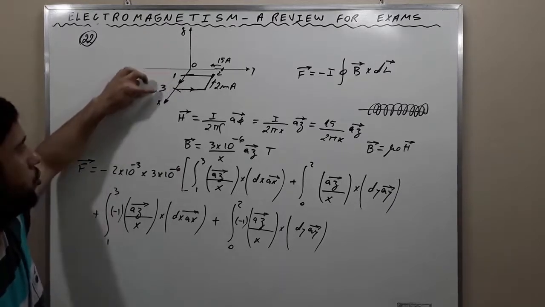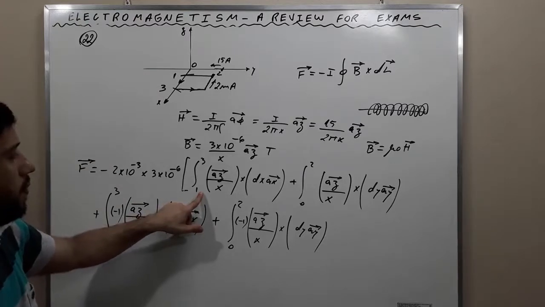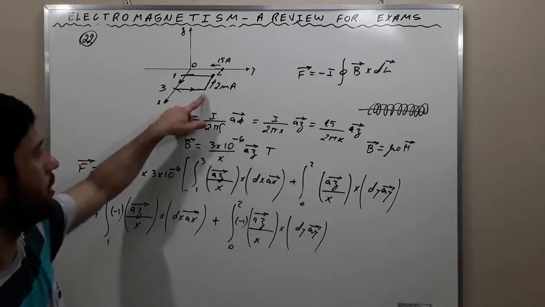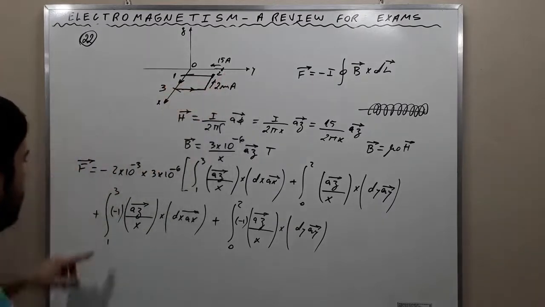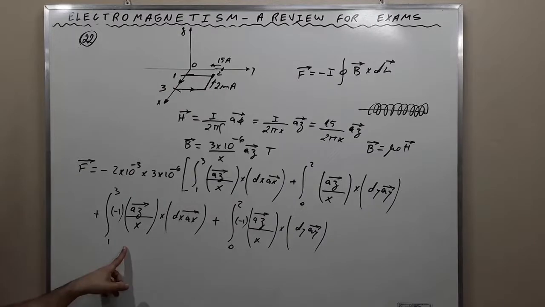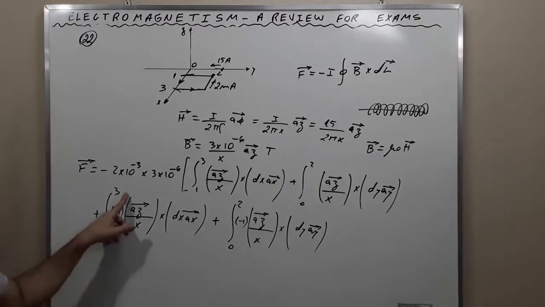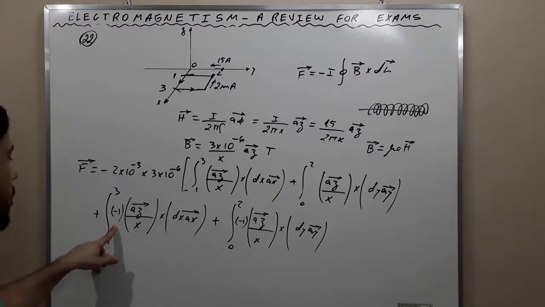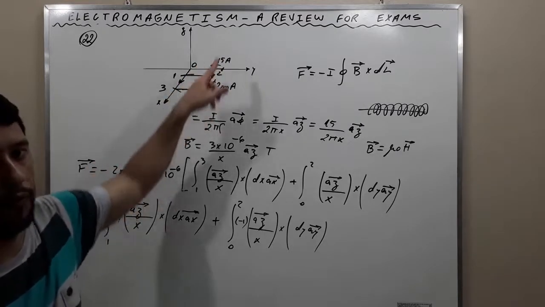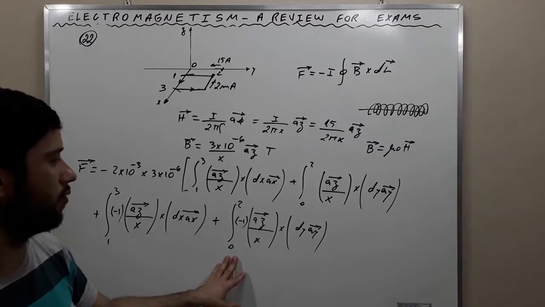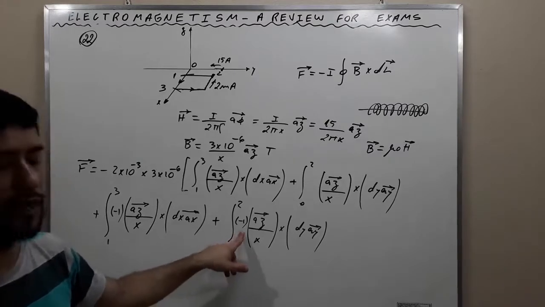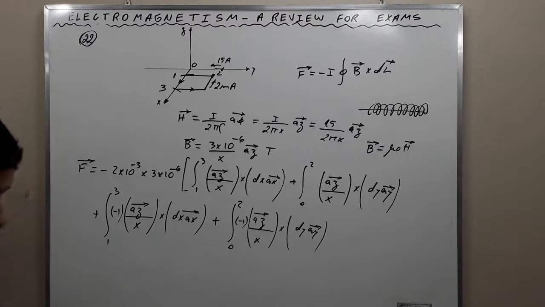We integrate first from 1 to 3 in the x direction. Then we integrate from 0 to 2 in the y direction. Then we integrate from 3 to 1 again in the x direction. You could begin in 3 and end in 1, but if you prefer to put from 1 to 3, you need to put a negative sign here to symbolize that you are going in the opposite direction from 3 to 1, and the same here, you are going from 2 to 0. And if you want to put from 0 to 2, you need to put this negative sign here to symbolize that you are going in the opposite direction.